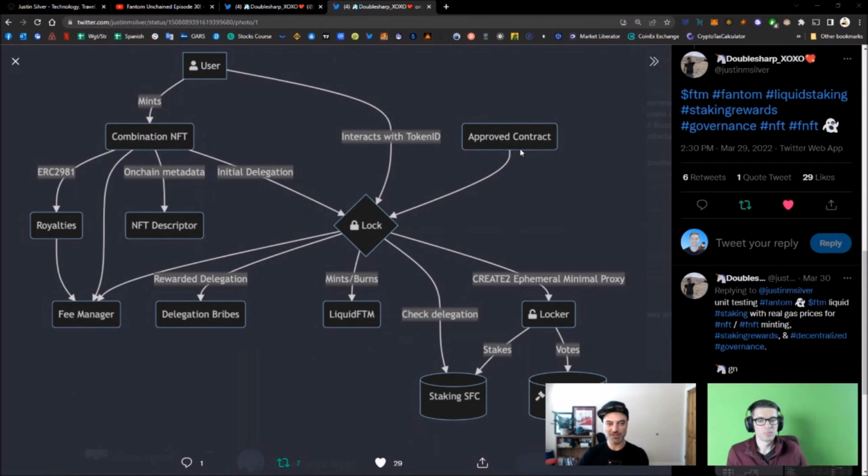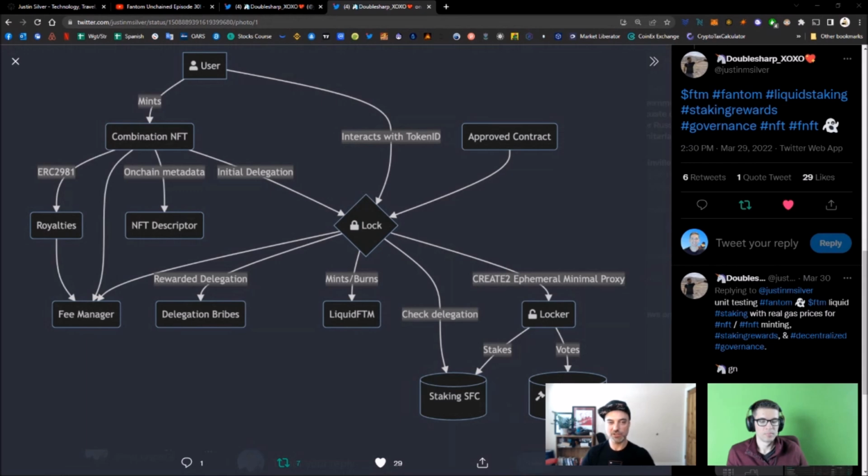So the high level overview of this: on the top left is the user, and the very first thing that they would do is mint an NFT through an NFT contract that I'm calling the combination. And the combination would produce a token ID, and then that arrow off to the right is where the initial delegation would happen through a contract that I'm calling the lock. And the lock unlocks the locker, which is the one on the very far right there. And then that is what actually ends up doing the staking to the SFC, which is the special fee contract on Fantom that handles all the staking, and then would also be able to make governance votes on the right there.